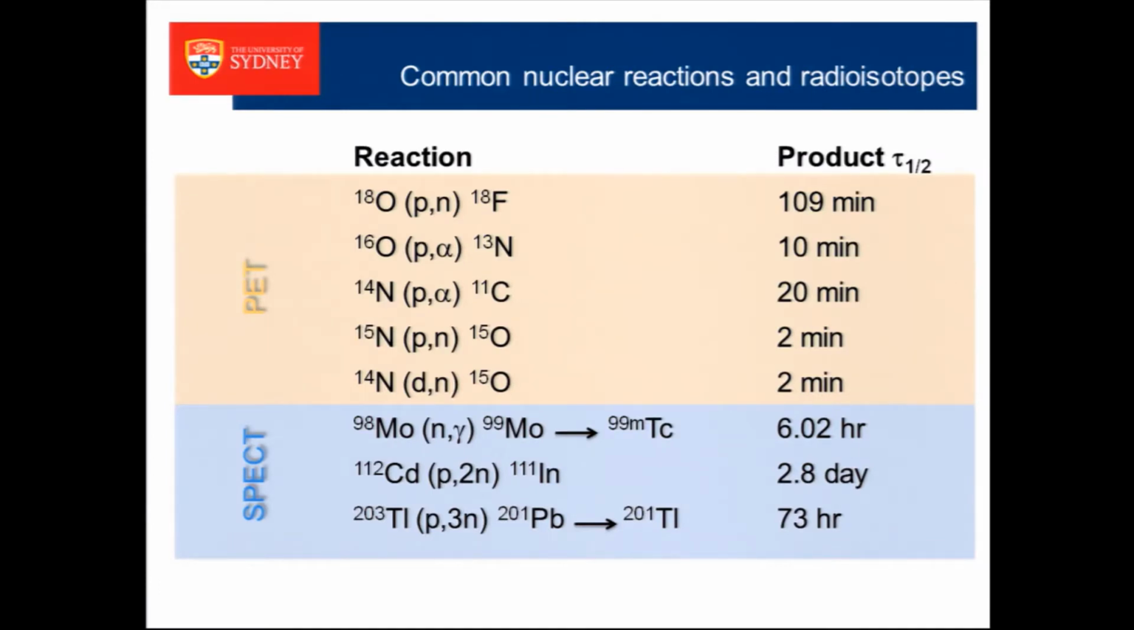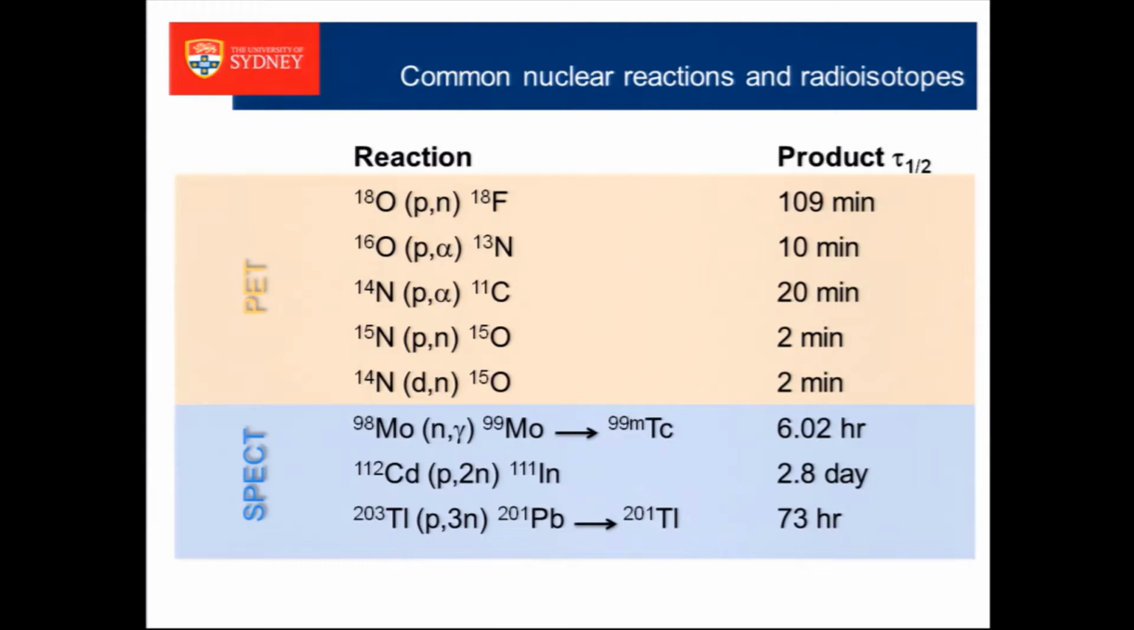Now here's a table of commonly used nuclear reactions to produce radioisotopes used in PET and SPECT. In the brownish area are some nuclear reactions to produce common PET radioisotopes. The first one here is production of fluorine-18 from oxygen-18 as a target material by bombarding the oxygen with a proton, releasing a neutron and changing the element into fluorine-18 with a half-life of 109 minutes. So this is called a PN reaction.